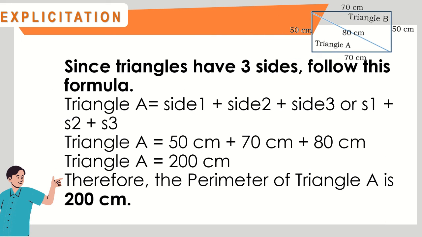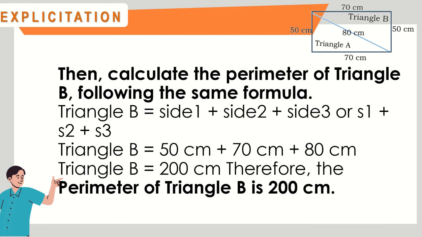Since triangles have 3 sides, follow this formula. Triangle A is equal to side 1 plus side 2 plus side 3, or S1 plus S2 plus S3. Triangle A is equal to 50 cm plus 70 cm plus 80 cm. Triangle A is equal to 200 cm. Therefore, the perimeter of triangle A is 200 cm.